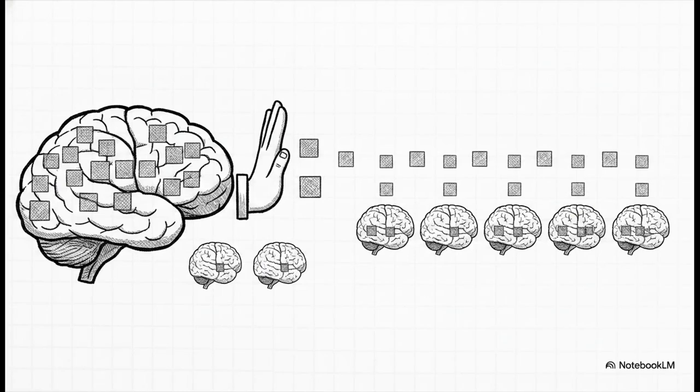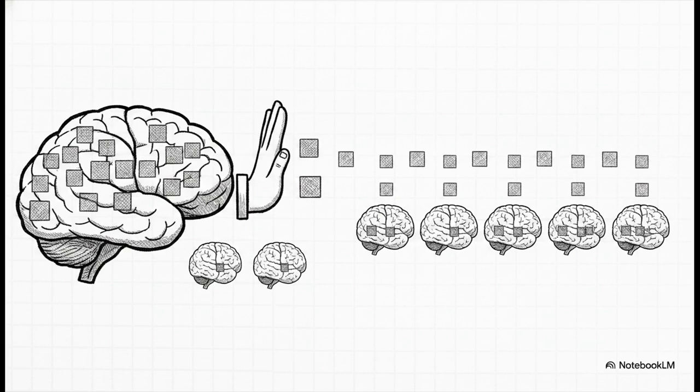Now, to prevent these massive traffic jams from happening in the first place, engineers use what's called a load balancing loss. Think of it as an auxiliary penalty added right during training. Without it, you get this thing called representation collapse. It's basically a rich-get-richer effect.